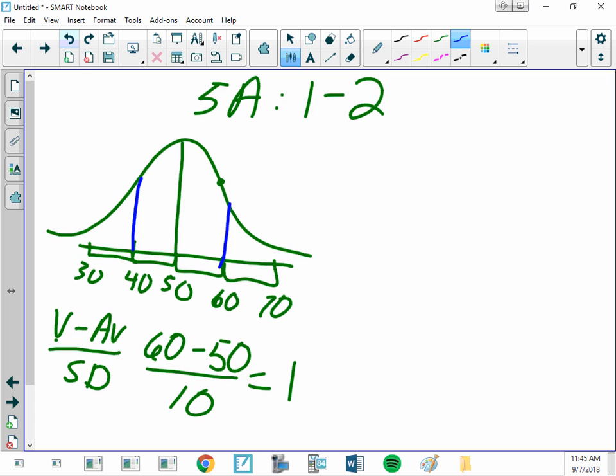Okay. So now 45. 45 is right here. 45 minus 50 is negative 5, divided by 10 is negative 0.5. And we're going to use the decimal instead of the fraction. So negative 0.5, which means that person is half an SD less than average.